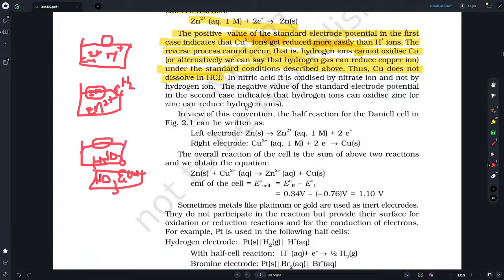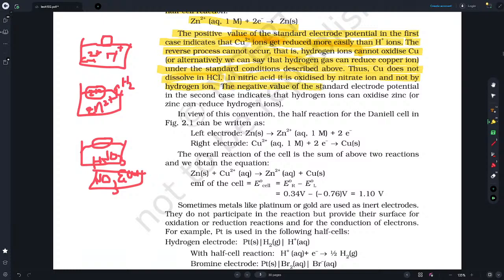This is the reaction which causes the dissolving of copper in a HNO3 solution, which is a nitric acid solution. In nitric acid, copper is oxidized by the nitrate ion. Oxidized meaning the nitrate ion will come to the copper and take the electrons, and not by the hydrogen ion.